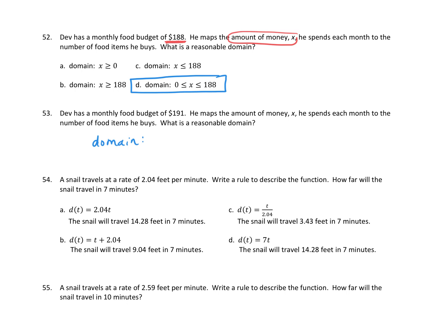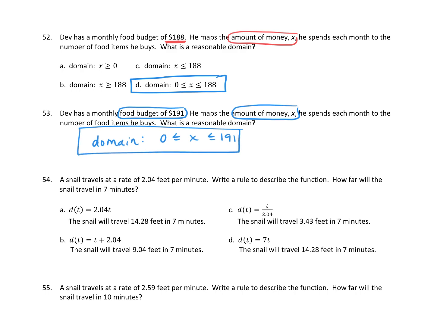So a reasonable domain, we're going to start at 0 so that our domain, our amount of money, doesn't go negative. That's going to be less than or equal to X, which is the amount of money he's spending on food. Less than or equal to, he has a food budget of 191. So he's not going over $191 in his spending. So that is the most that he will spend. So that is a reasonable domain for the situation.